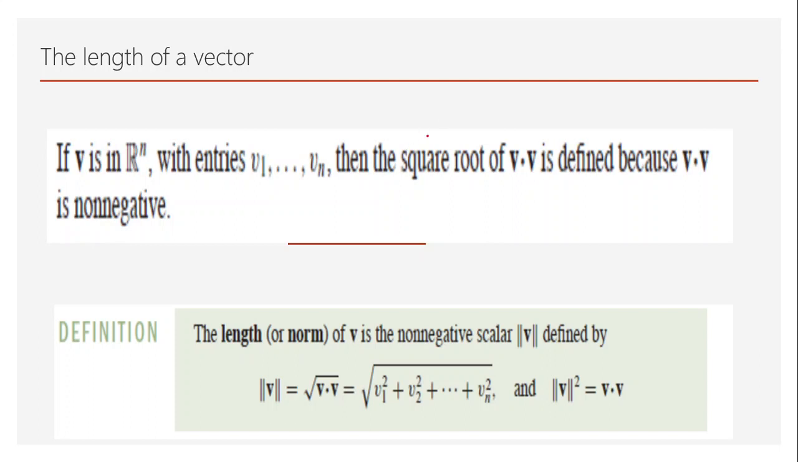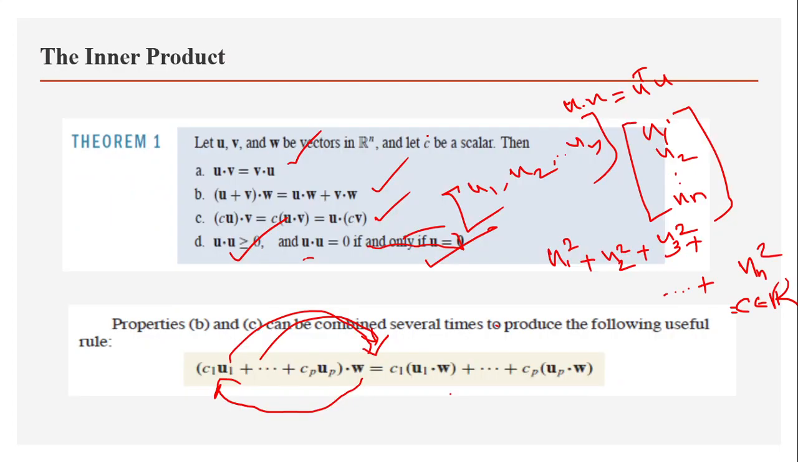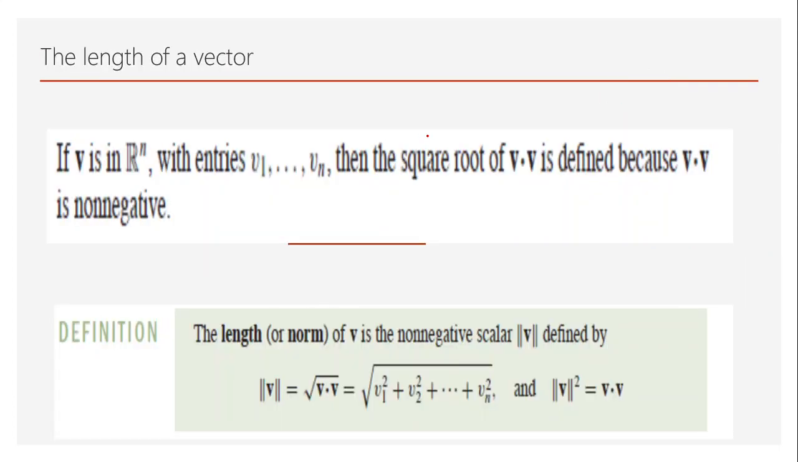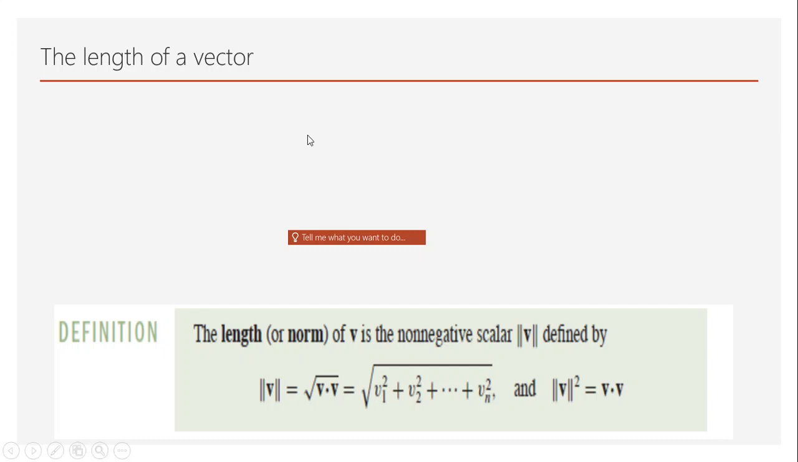Now, the inner product of two vectors is over. Hope you understand it well, and if you have any doubts, you can ask. The next topic is the length of a vector. Now, length of a vector means, let us consider this.